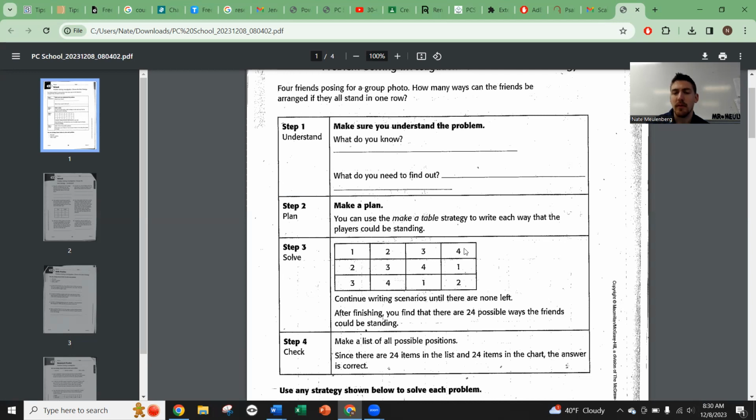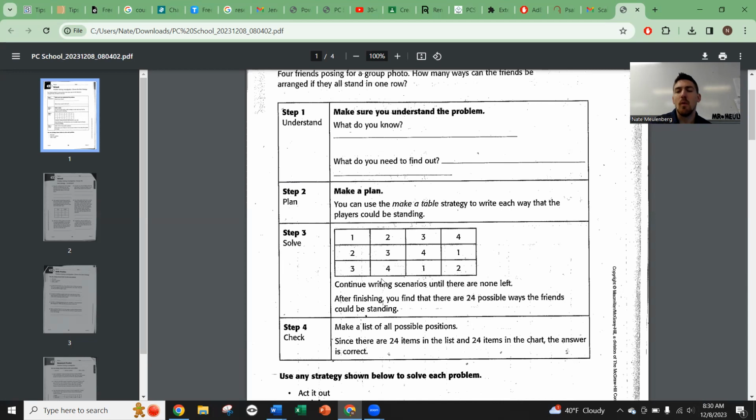So after you have 1, 2, 3, 4, you're going to have 2, 3, 4, 1, 3, 4, 1, 2. And if you keep doing that, you'll eventually end up with 24 ways the friends can stand. This would take you a while. If you did it this way, what I would do is start with 1, 2, 3, 4, and then do 1, 2, 4, 3, 1, 3, 4, 2. So keep doing this until you exhaust all of the ones that can start with 1. Does that make sense? That way you're not just randomly doing this, because that's gonna take you forever. Okay.